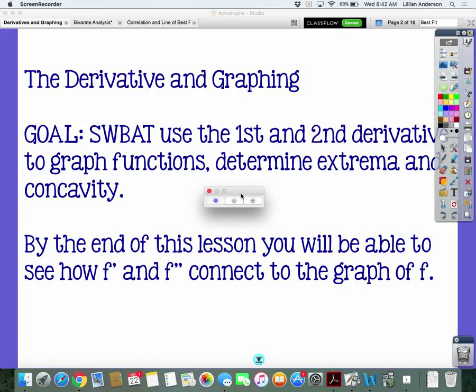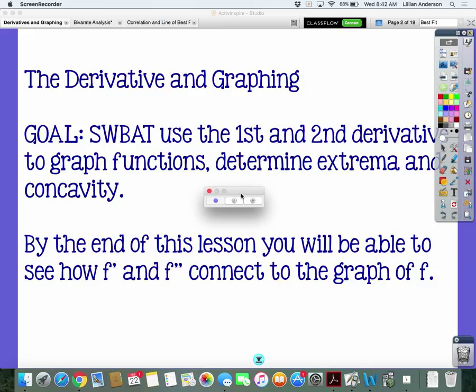All right, so today we are talking about the derivative and graphing, okay? So basically you guys are going to be able to use the first and second derivative to graph functions, to determine extrema, and as well as concavity. So by the end of the lesson, you'll be able to see how the first derivative and the second derivative connect to the graph of the original function, okay?